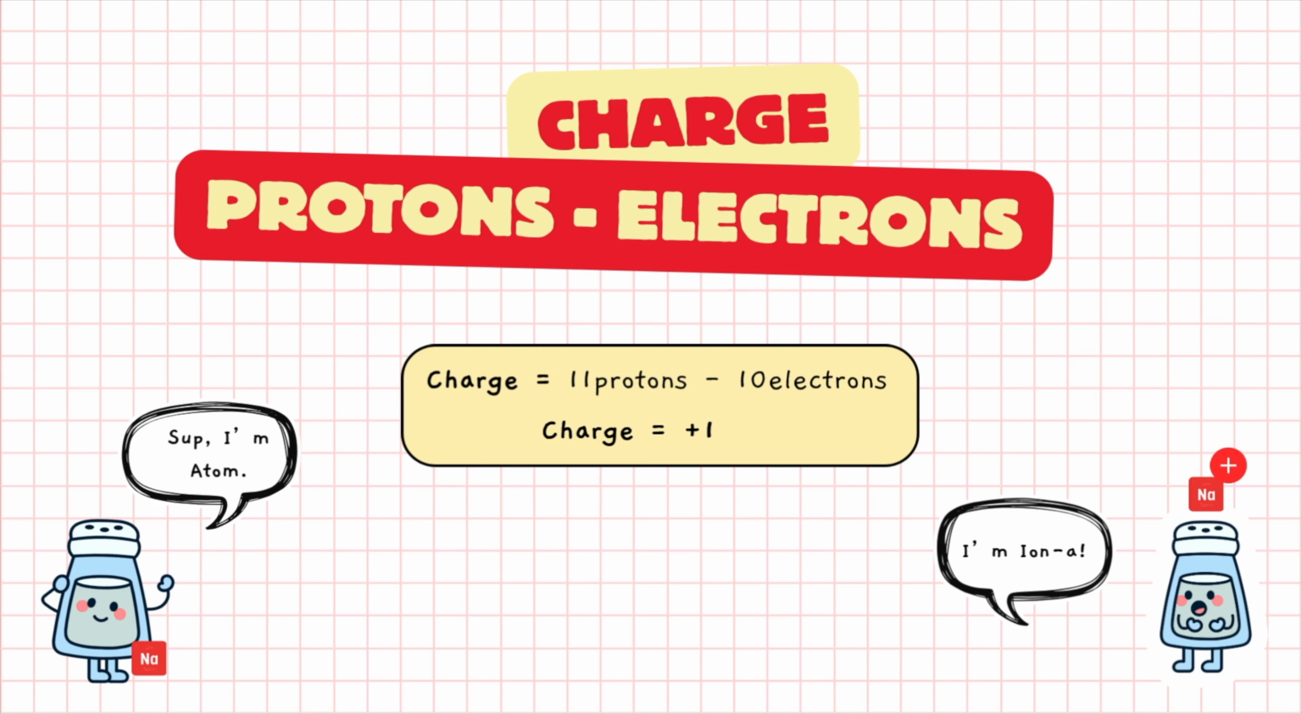If protons outnumber electrons, the ion is positive. If electrons outnumber protons, it's negative. That's the rule they expect you to use in the exam. Never guess the sign, always calculate it.